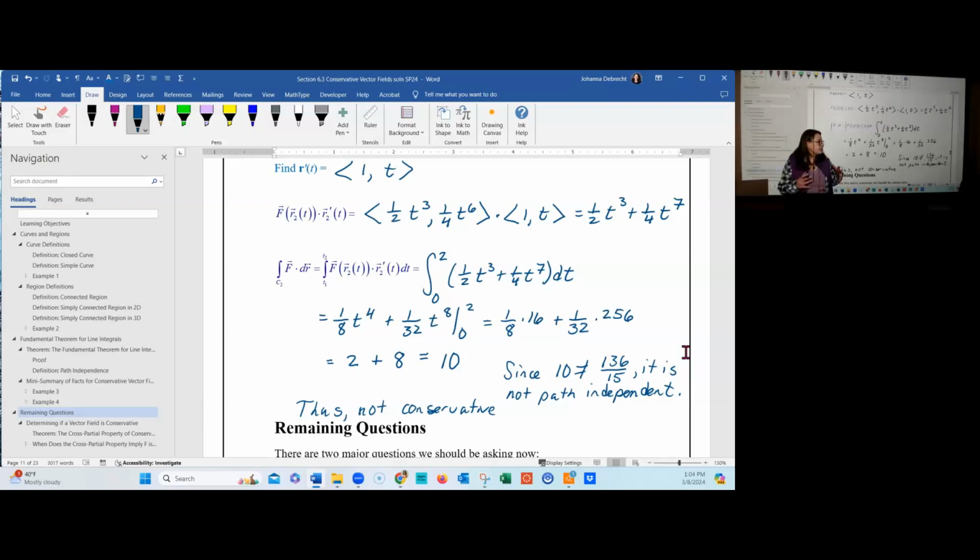However, 10 is not equivalent to 136/15, which was the value of the vector line integral that we found using a different path. This means that this vector field is not path independent. And if it is not path independent, then it cannot be a conservative vector field.